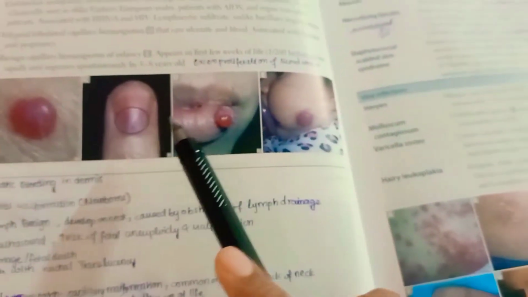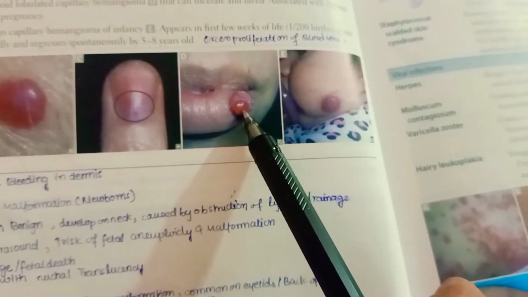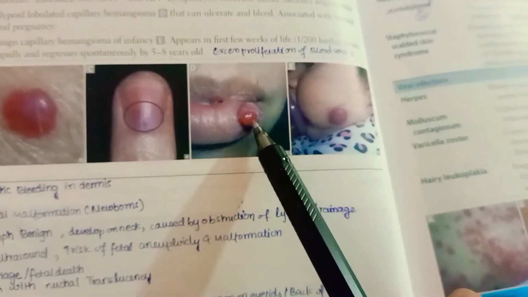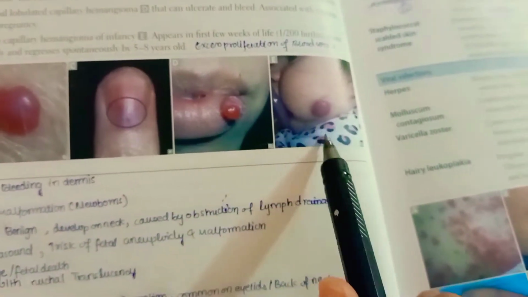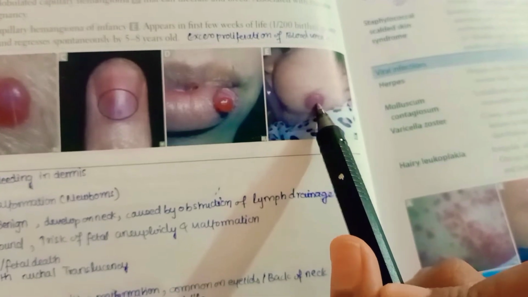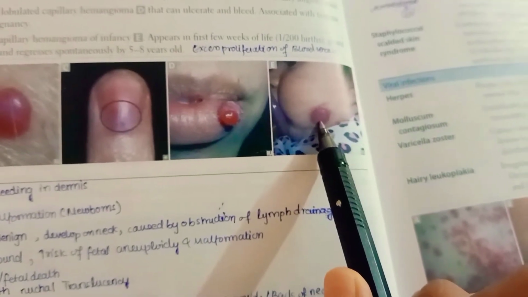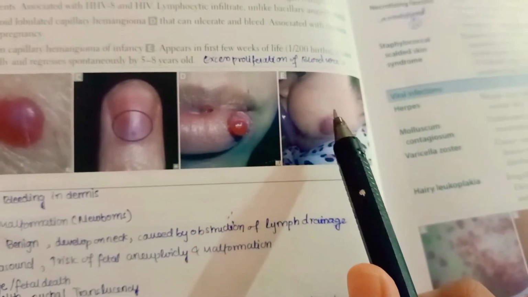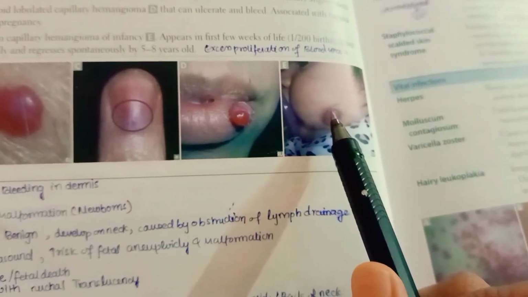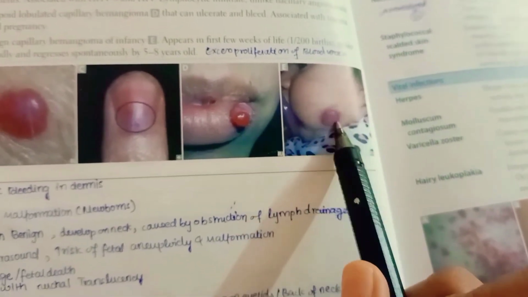Next, coming to pyogenic granuloma. This is a polypoid lobulated capillary hemangioma. This can ulcerate and also bleed, associated with trauma and also pregnancy. Next, coming to strawberry infantile hemangioma. In the name itself, you can see it is seen in infants. Benign capillary hemangioma appears in the first few weeks of life, grows rapidly, and it can regress spontaneously by 5 to 8 years. Here there is excess proliferation of blood vessels.